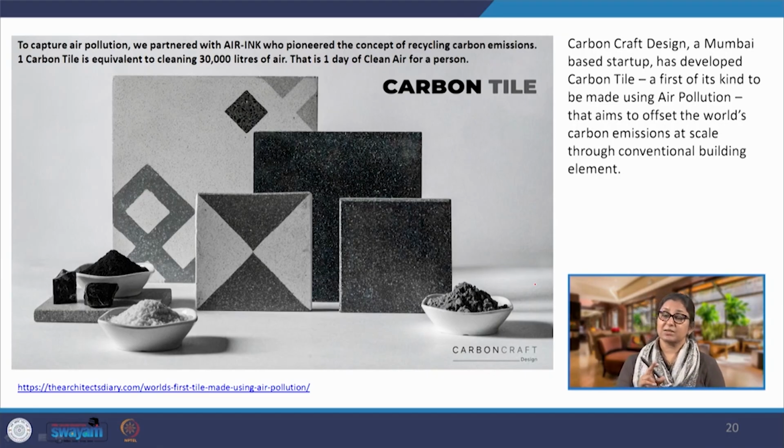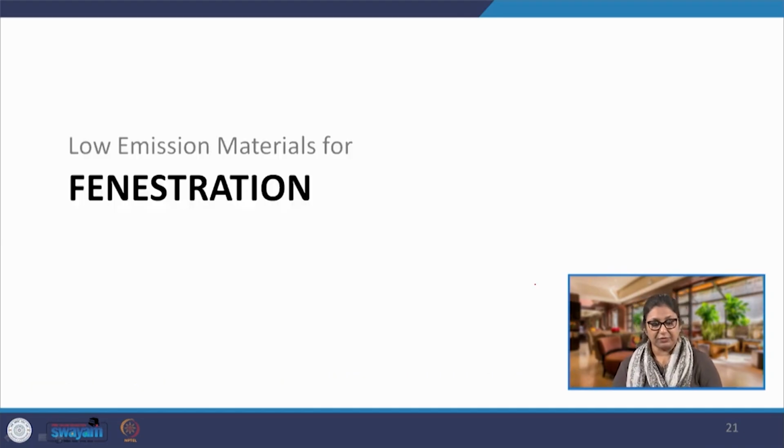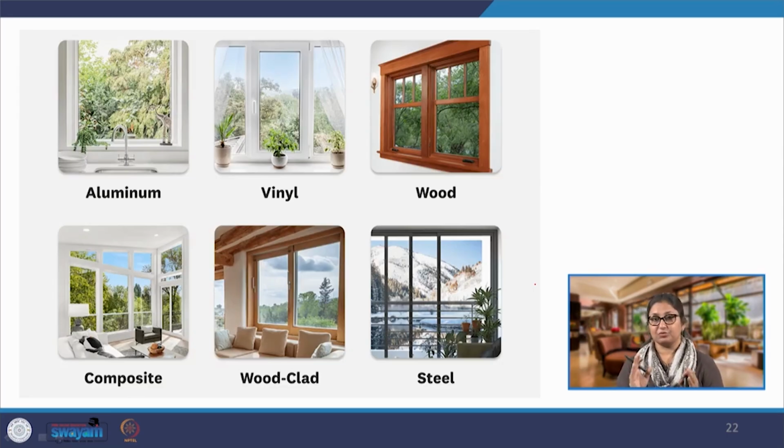We do not have the data on how much emissions they are causing, but if they are able to sequester a lot of pollutants, a lot of carbon from the air, overall their emission intensity will go negative. They will be sequestering, absorbing more carbon than their processes would be releasing. Now, coming to fenestration, fenestration would have two parts, as I said.